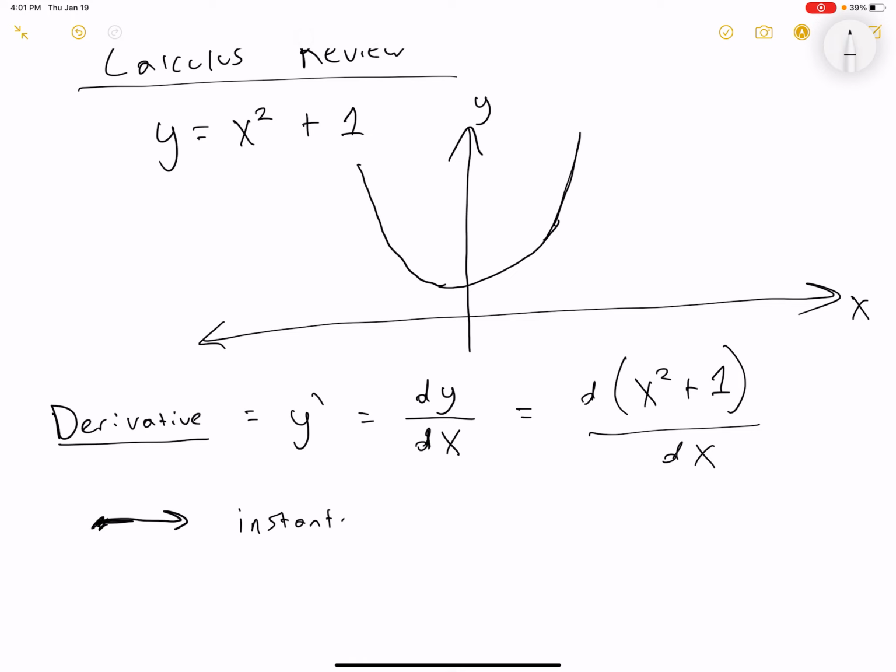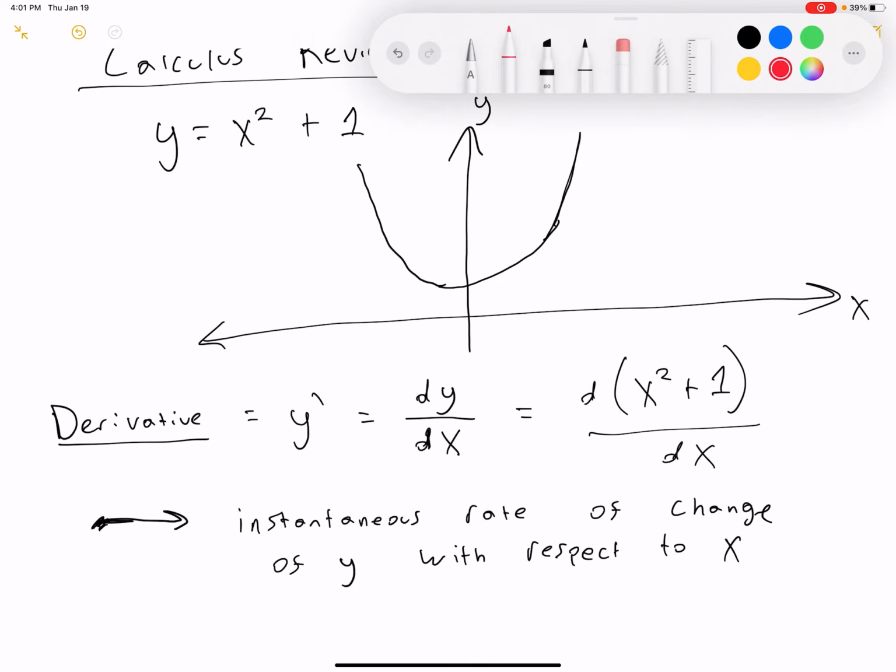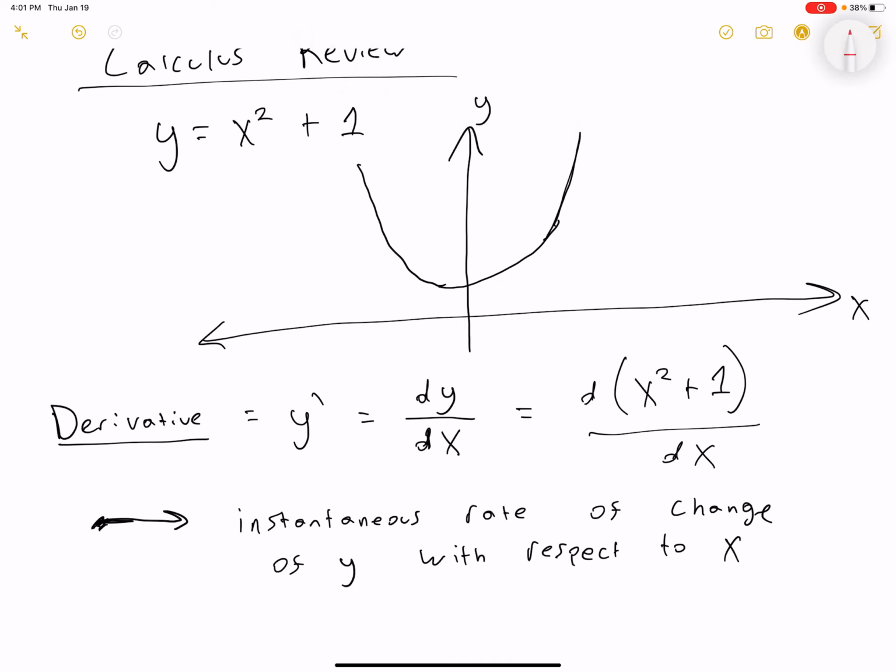instantaneous rate of change of y with respect to x. So the way we can measure instantaneous rate of change is by taking the slope of the tangent line of the function.